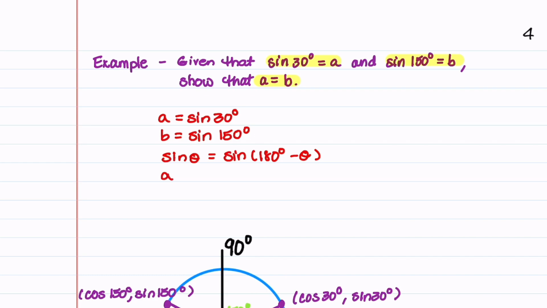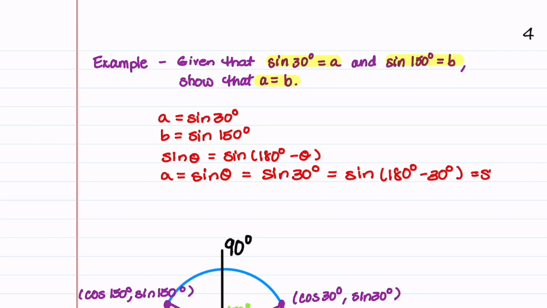We'll let A be equal to sine theta, and we'll plug in theta is 30 degrees. That gives us sine theta is sine 30 degrees. Using our supplementary angle identity, this is equal to sine 180 degrees minus 30 degrees, which is sine of 150 degrees, and this is equal to B. So we've now shown that A is equal to B.